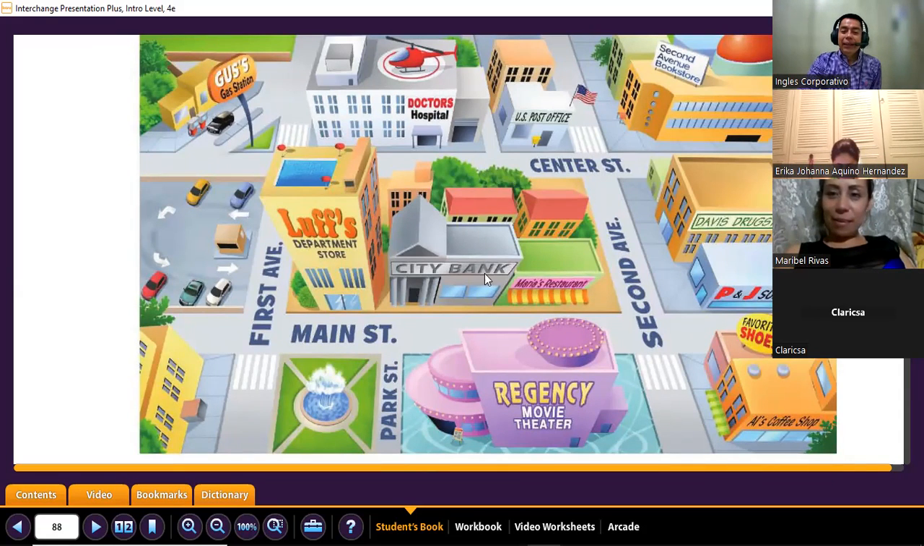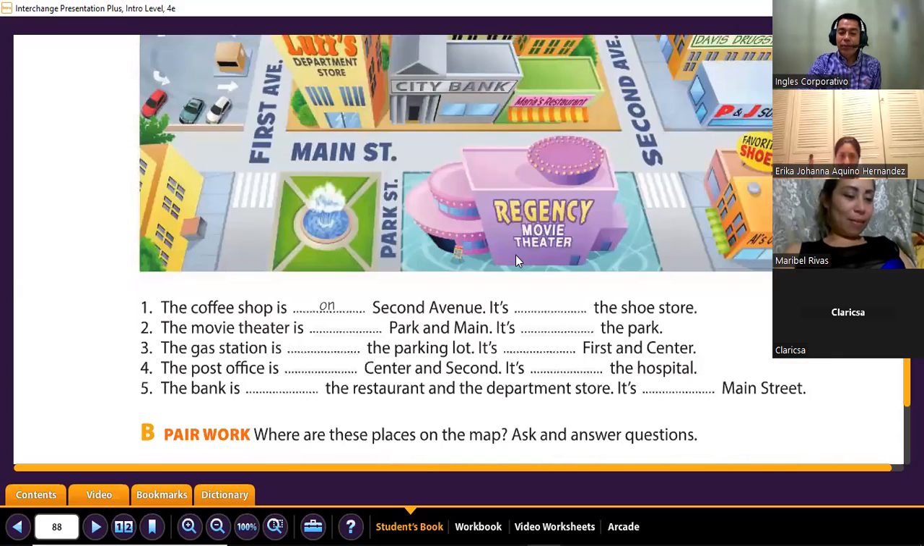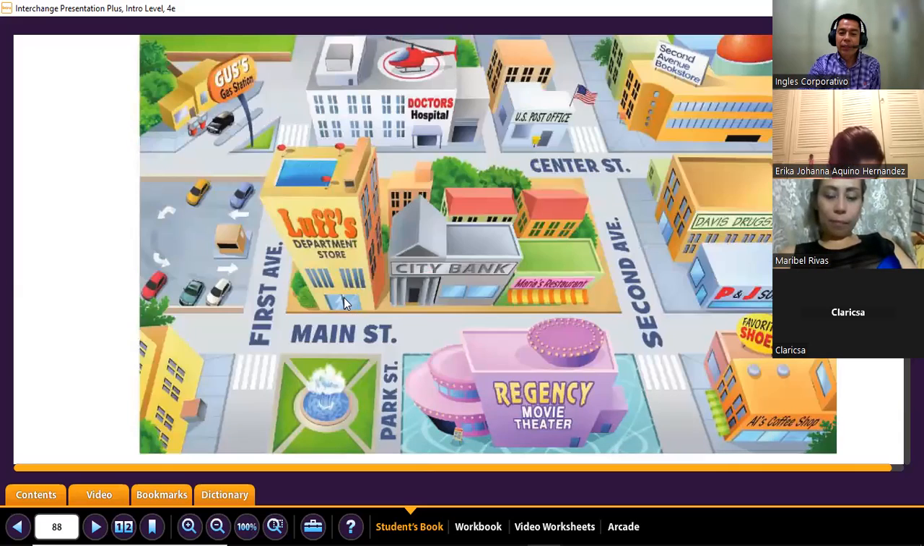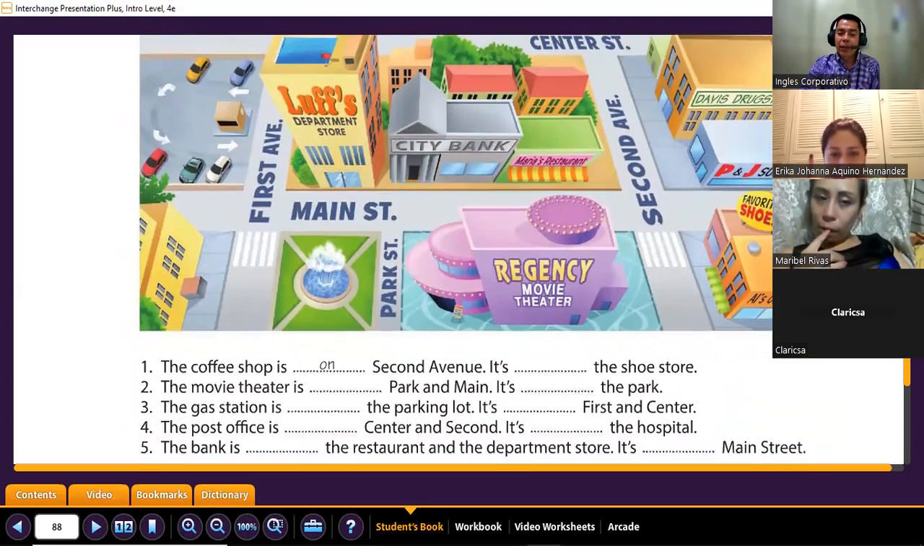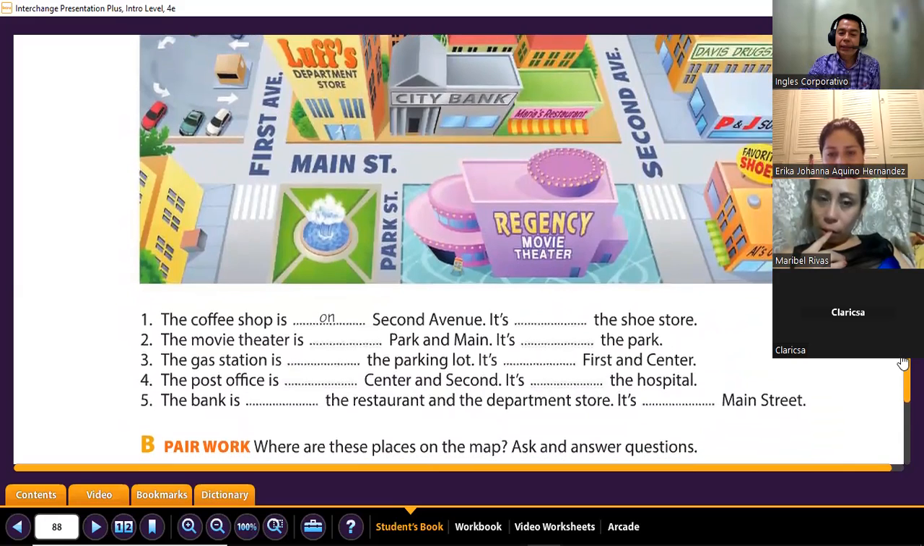Okay. Now, let's go to the center, right? Aquí es donde sí tengo que mover. It says, the coffee shop is on Second Avenue, right? The coffee shop is on Second Avenue. Well, let's check it out, the Second Avenue. This is the Second Avenue, right? And where is the coffee shop? Here, look, Al's coffee shop. So where is the coffee shop? Is on Second Avenue, right? And then he says, bueno, aquí se puede. De aquí se alcanza. Bueno.